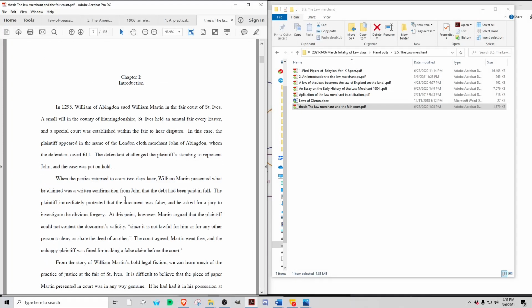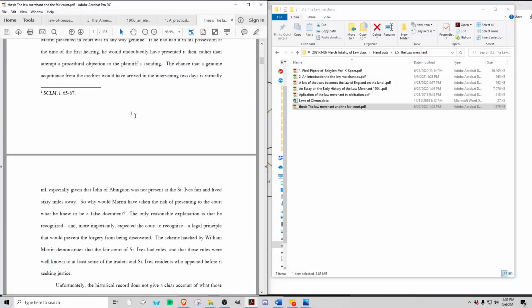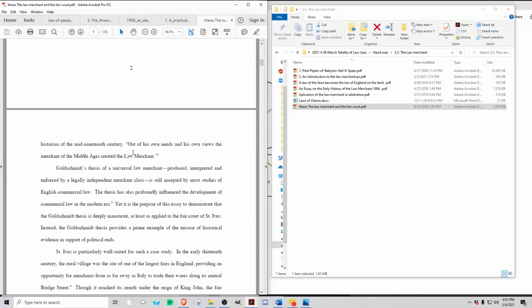And so it starts out with a story about the Fair Court of St. Ives and what a defendant did and so on and so forth, and how unfair the court is. And that's how this whole story starts out. And then you guys can read the rest of it.